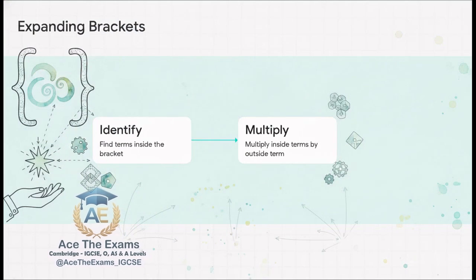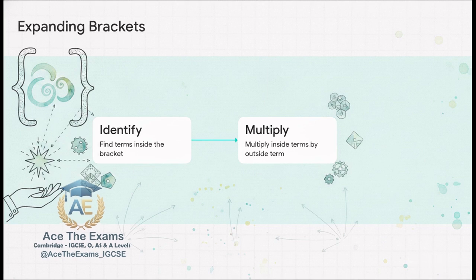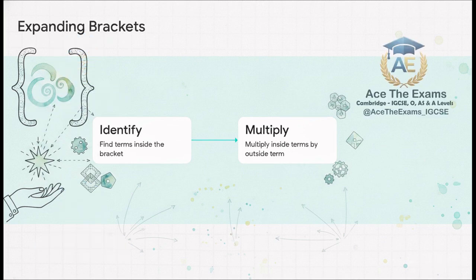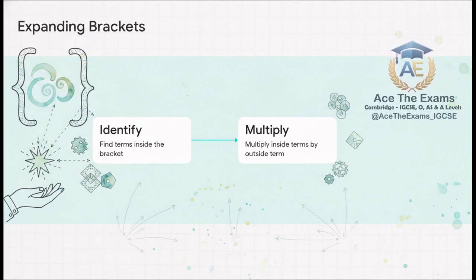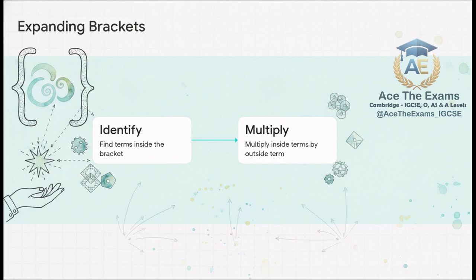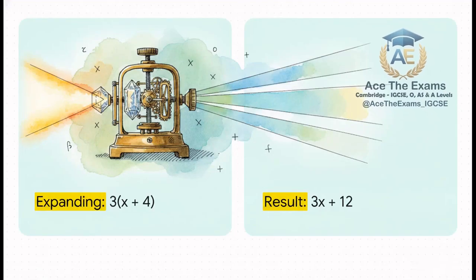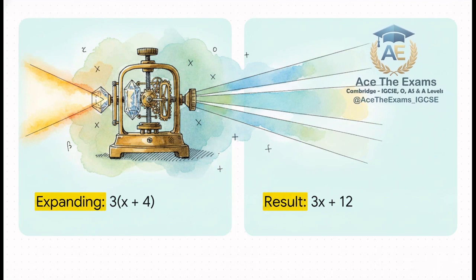Okay, let's start with expanding brackets. The golden rule here is actually incredibly straightforward. When you're removing brackets, absolutely every single term inside that bracket must be multiplied by whatever is sitting right outside it. It's just systematic distribution, sharing what's outside with everything on the inside. Check out how a condensed mathematical phrase translates into a longer expression here.